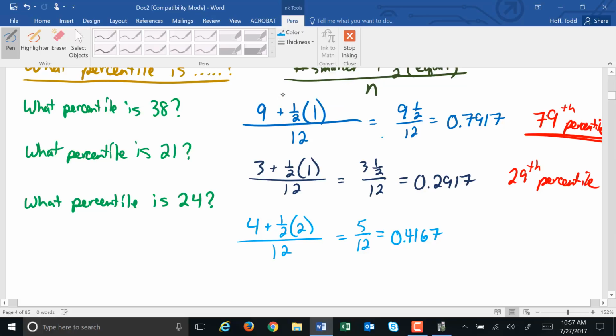So there are 4 numbers smaller than 24. There are 2 numbers equal to 24. That's why it doesn't matter which one, because they're both equal to 24. So there's 2 of them equal. So 1/2 times 2 is just 1. 4 plus 1 is 5. So it's 5 over 12, which is 0.4167. So we're going to call that the 42nd percentile. Any questions?